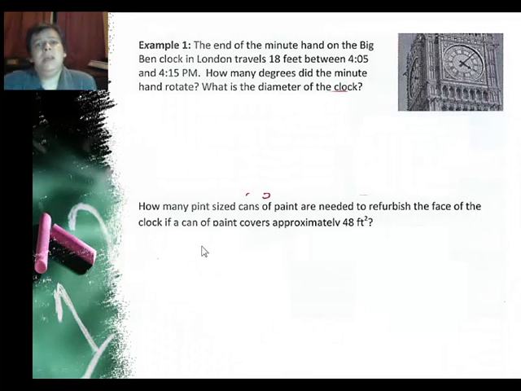Example 1. The end of the minute hand on the Big Ben clock in London travels 18 feet between 4:05 and 4:15 p.m. By the way, it was actually accurate when I had it at 4:20, but I changed it and I forgot to change the distance. So anyways, this is still pretty close. 18 feet in 10 minutes. How many degrees did the minute hand rotate, and what is the diameter of the clock?